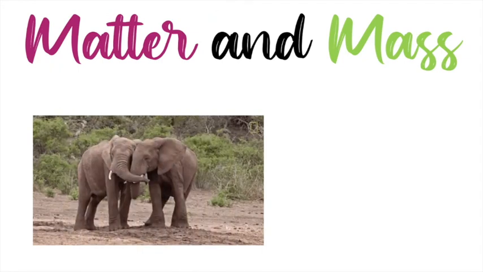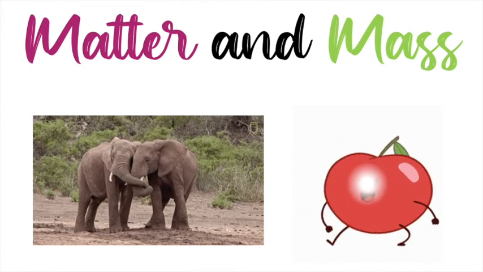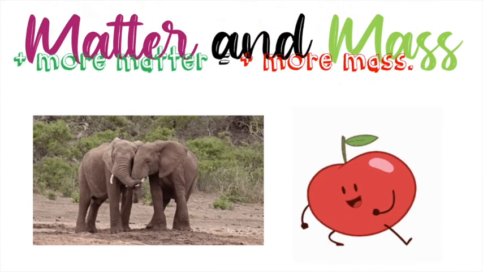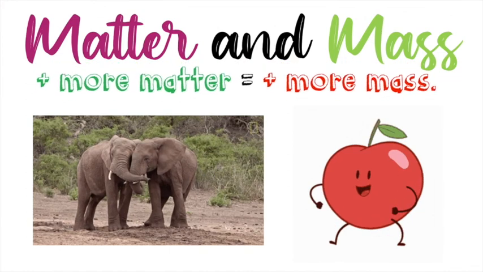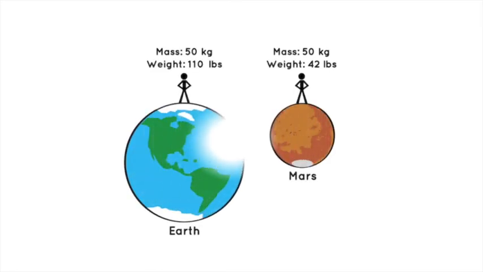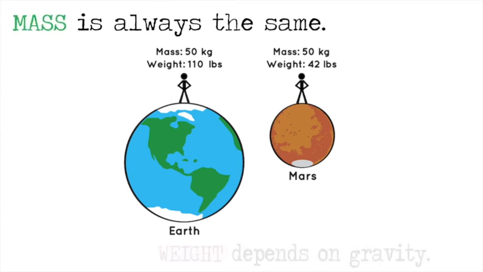Matter and mass are related to the weight of objects because matter is what an object is made of, and mass is how much matter there is in an object. So when there is more matter, there will be more mass. And when there is more mass, the weight of an object is going to change. But if we set up an example of mass and weight, mass is never going to change. It's always going to be the same. It doesn't matter where the object is. But the weight is going to depend on the gravity where this object is.